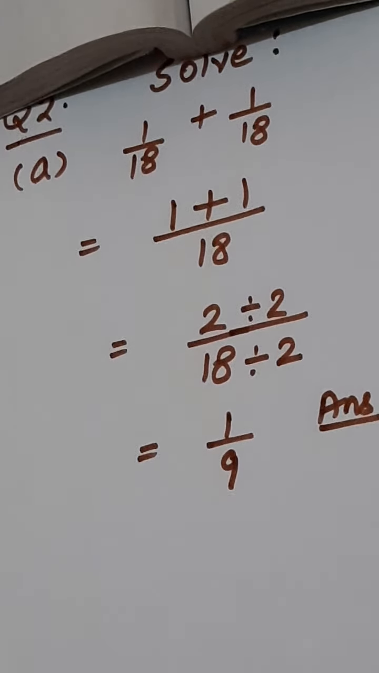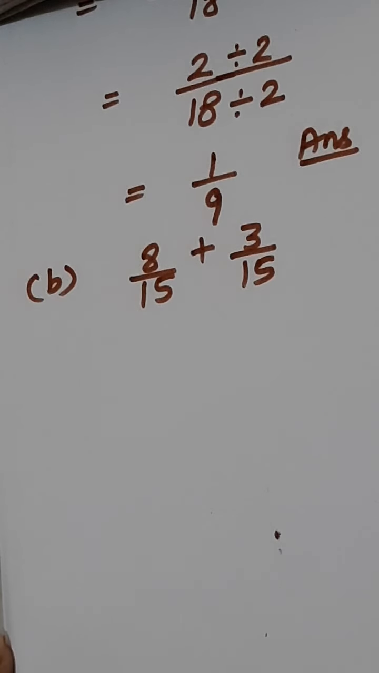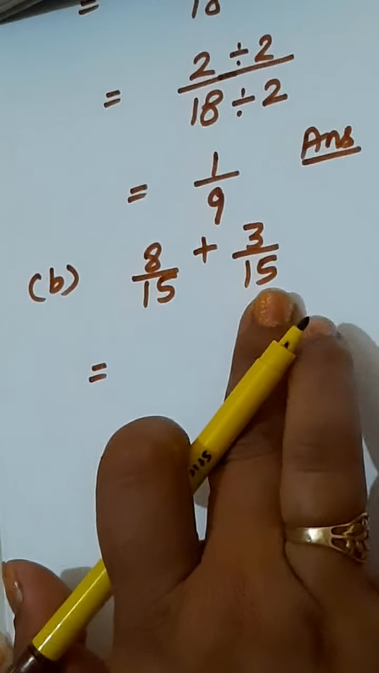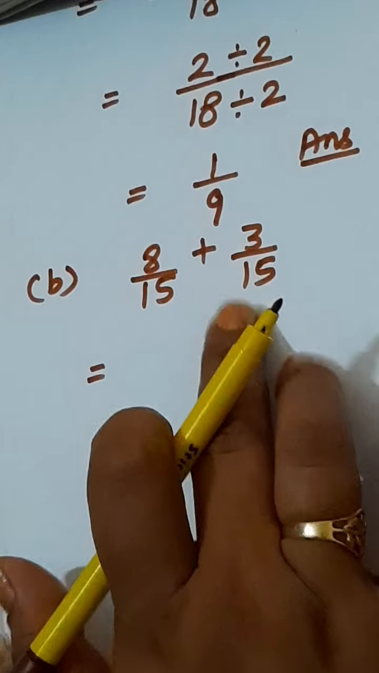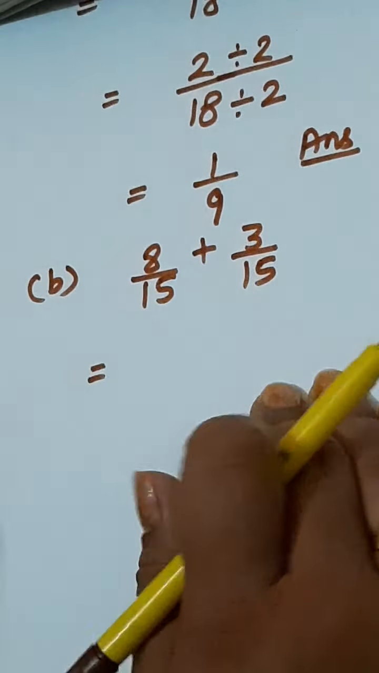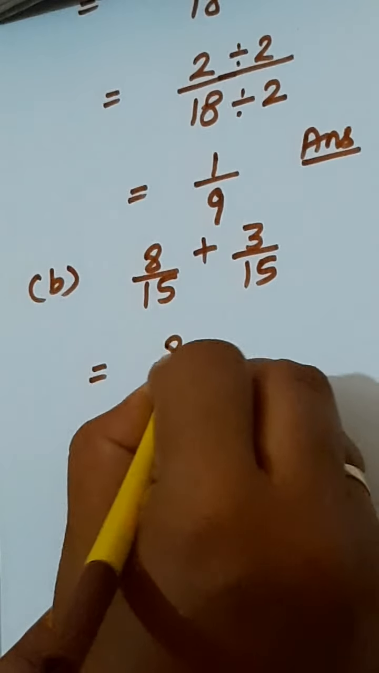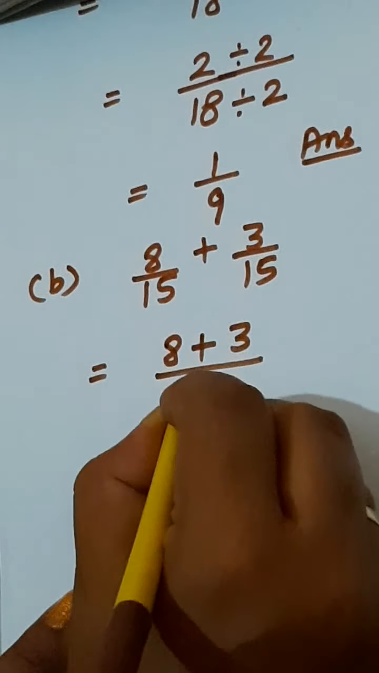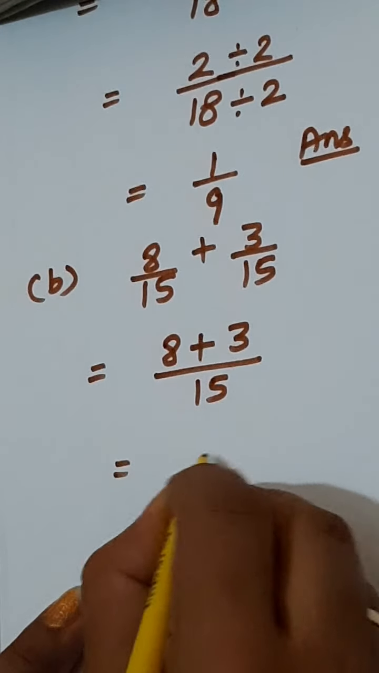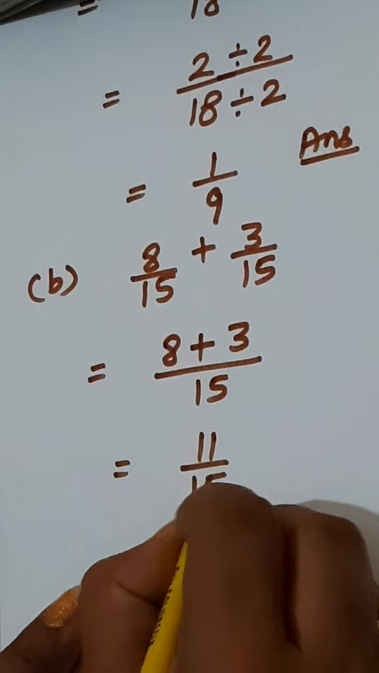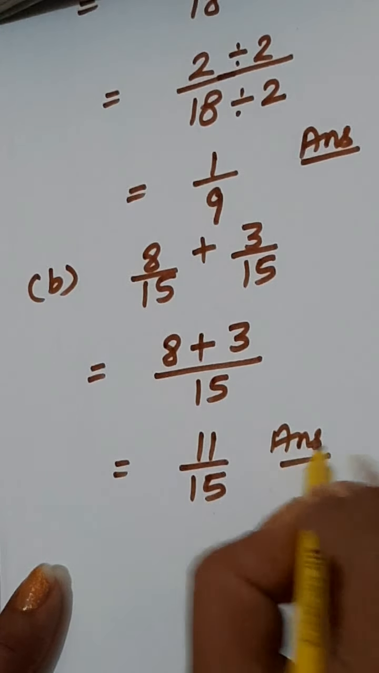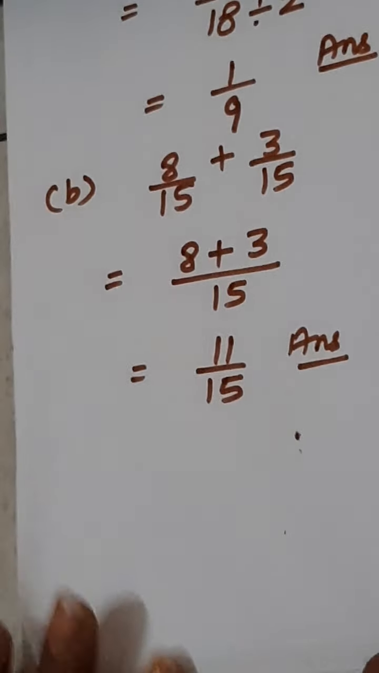Now next we have B part. In this question also we have 2 fractions and we have to add the fractions, and the denominators are the same, that is 15, 15. So if denominators are the same, add the numerators. When you add the numerators, 8 plus 3 is equal to 11 upon 15. So 11 upon 15 is your answer. So this is your part B.